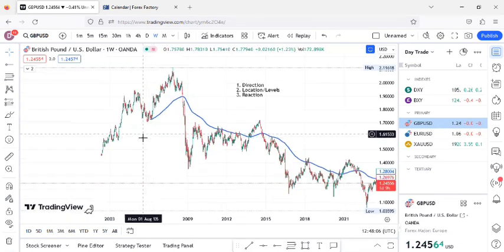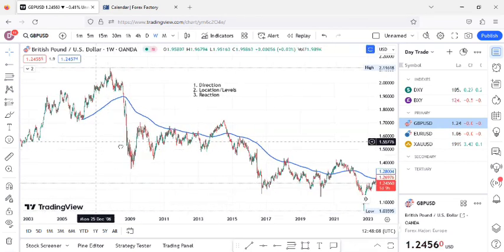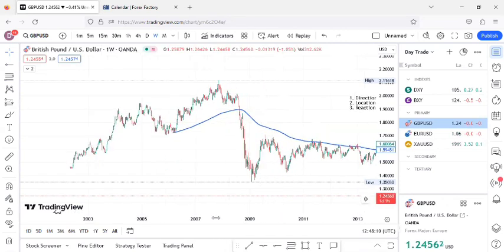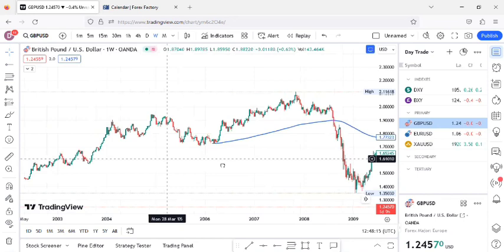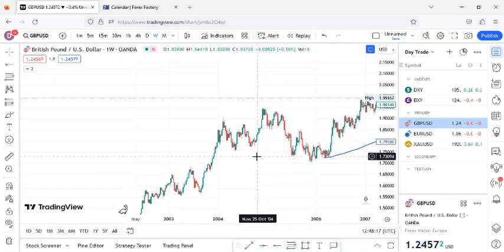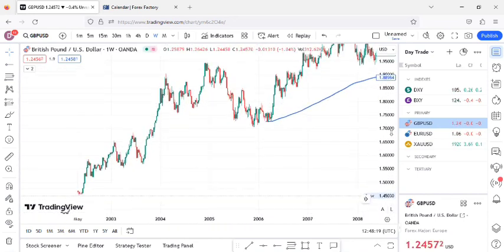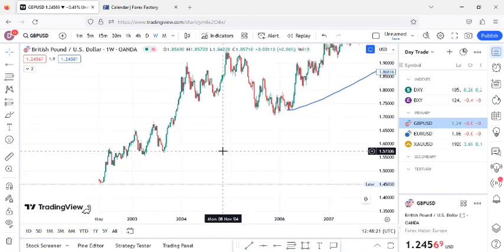You watch out for your levels like this. Let me expand my screen. How do you get to know the levels as it's printing those higher highs, higher lows? How do you get to know where the market price will get to and then react?